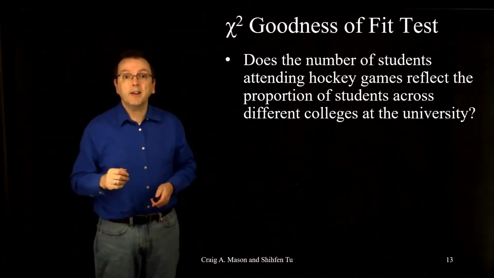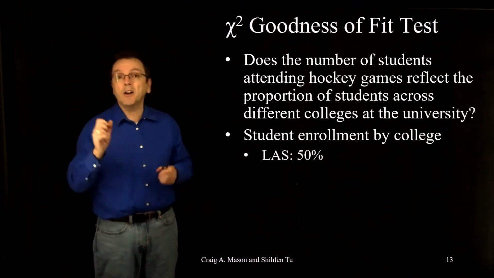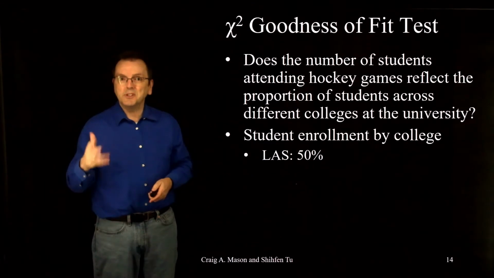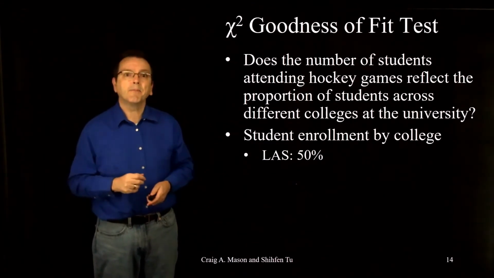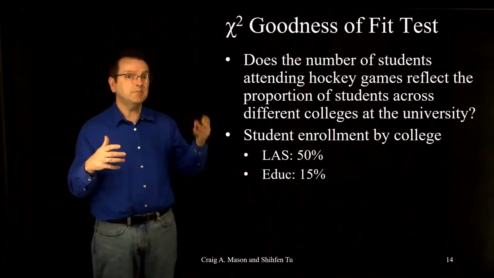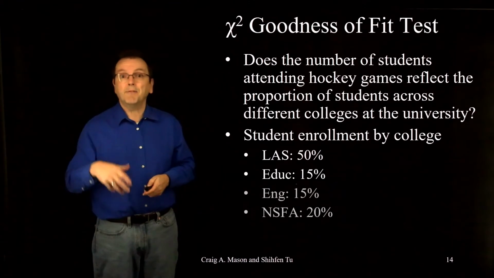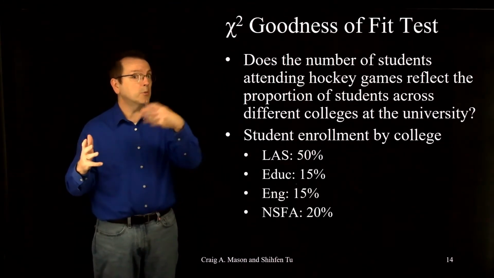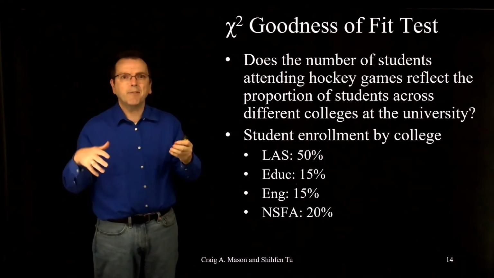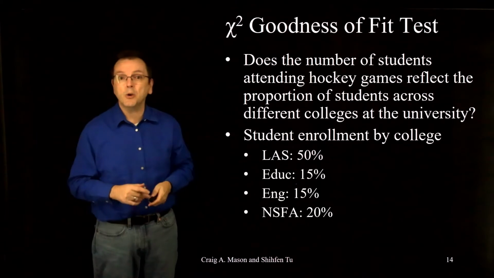In other words, if we look at students' enrollment by college and see that half of the students are in LAS, Liberal Arts and Sciences, then about half of the students attending hockey games should be from LAS. And if we know that 15% of the students are in education, then 15% of the students attending hockey games should be from education. And if 15% of the students are from engineering and 20% from natural sciences, forestry, and agriculture, NSFA, then about 15 and 20% of the students attending hockey games should be from each of those colleges.